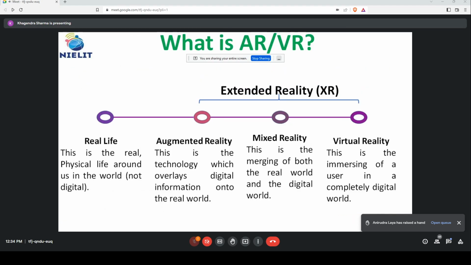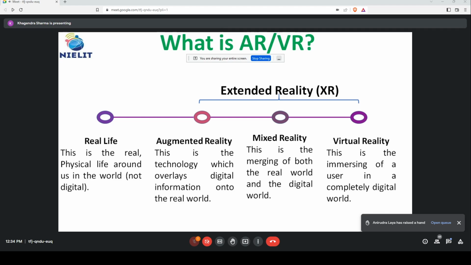Now, whenever we talk about augmented reality and virtual reality, another technology also comes in between. That is something called mixed reality. And when taken together, all of them, we reach something called extended reality, or XR. So let's see what XR is.